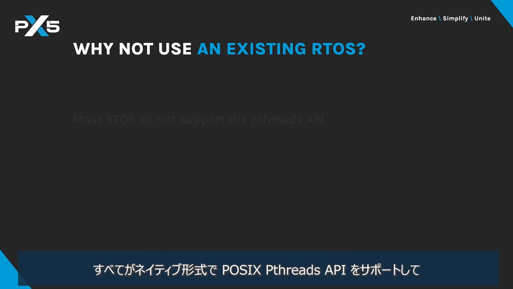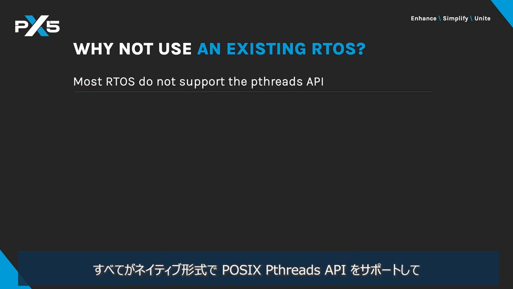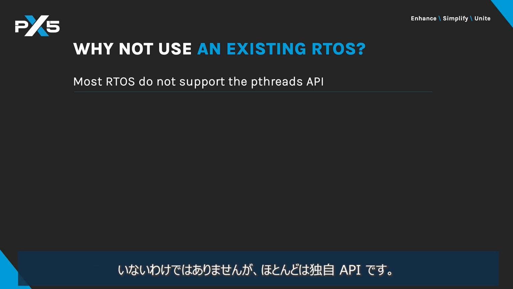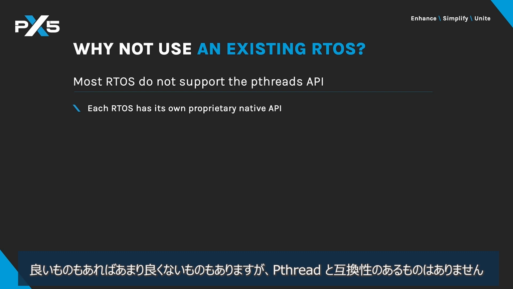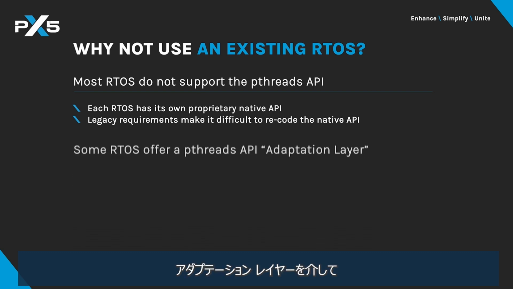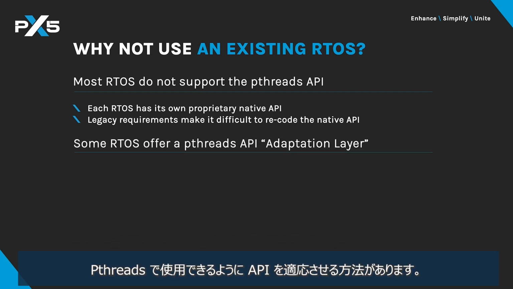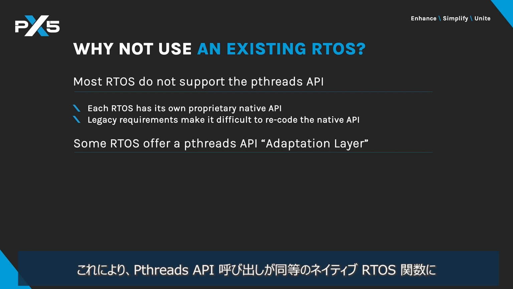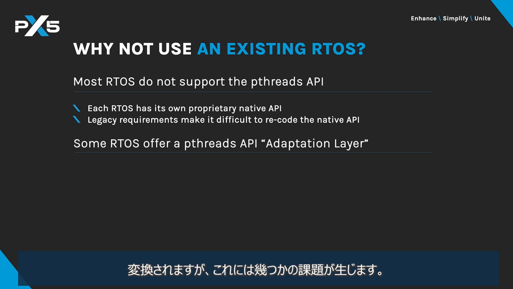Because most, if not all, do not support the POSIX pthreads API in a native form. Most have their own proprietary API, some good, some not so good, but none are compatible with pthreads. Legacy and interoperability requirements rule out recoding the API. There is a way to adapt them for use with pthreads through an adaptation layer. This translates pthreads API calls into comparable native RTOS functions. This presents a few challenges.